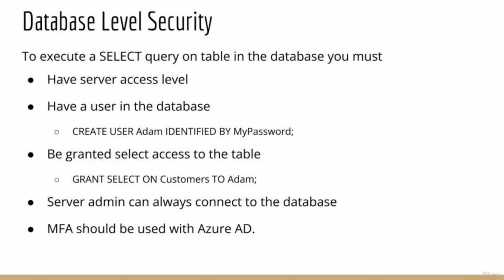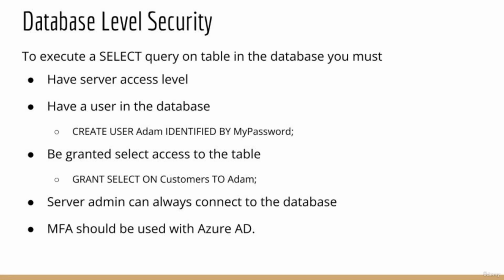Another aspect of security in Azure SQL Database is the security at the database level. To be able to query a table in an Azure SQL database, you, of course, need to have access at the server level by allowing your IP address to connect to the database. You then have to have a database user, which you can easily create by using the create user command. This will create the user with a password assigned to their account. You then, as the user, need to be granted access to the table.